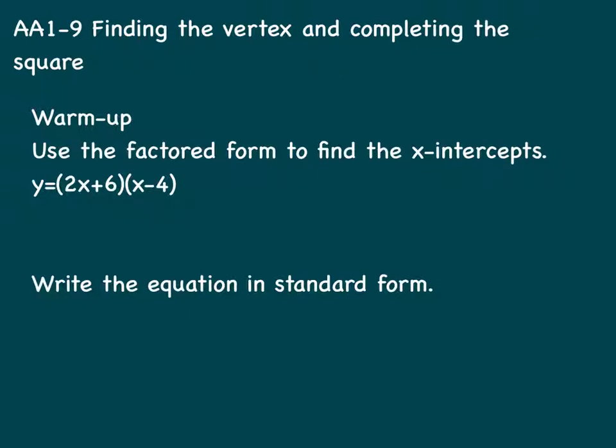So starting with the warm-up, when we're looking at factored form, meaning we have one factor, 2x plus 6, times another factor, x minus 4, we use the zero product property. The zero product property tells us that if we have two or more things multiplied together to get 0, then at least one of them has to be 0. So what we do to solve this is to set each part equal to 0.